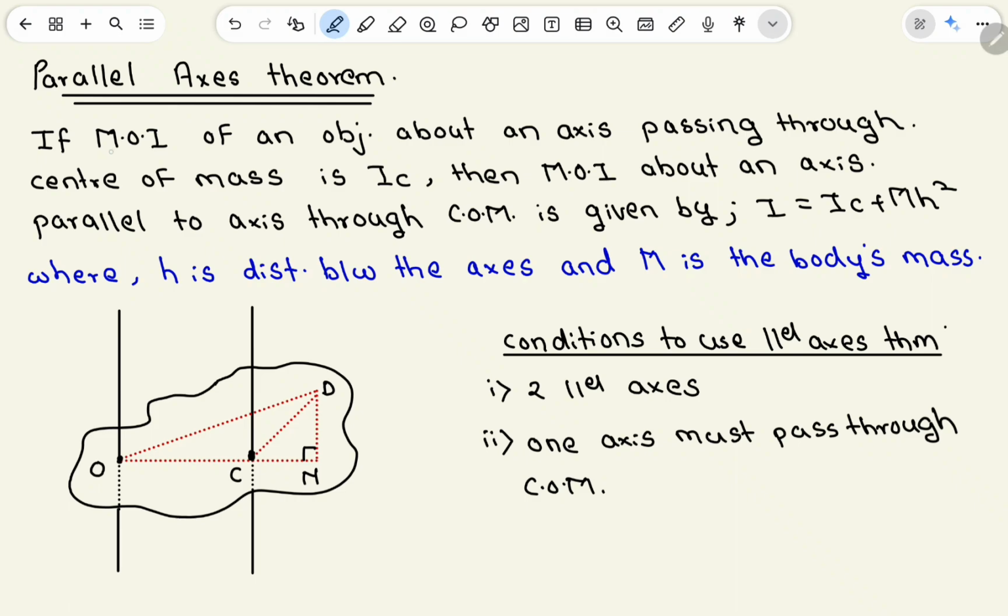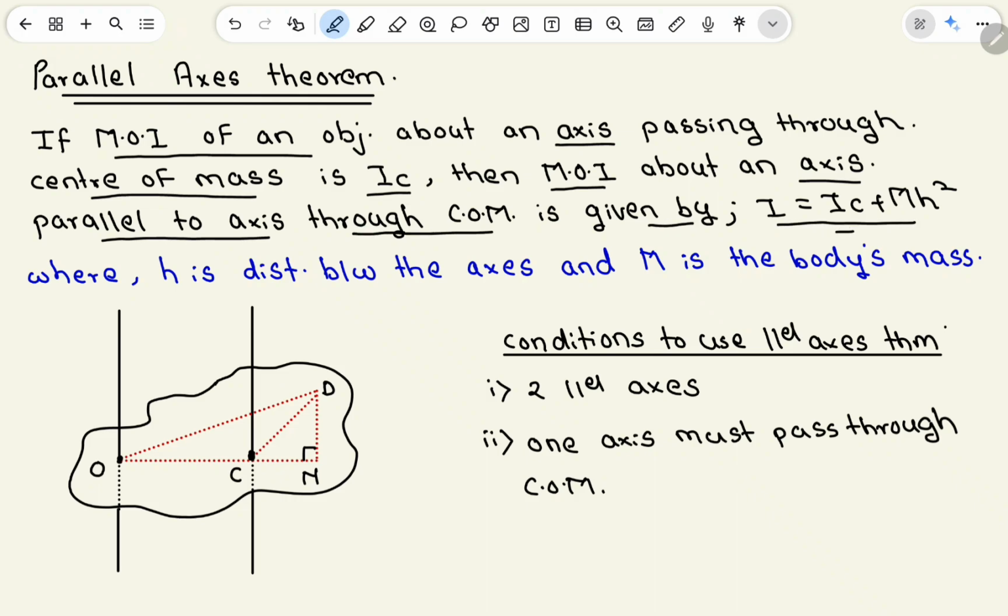I'll read it out. If the moment of inertia of an object about an axis passing through center of mass is given as IC, then moment of inertia about an axis parallel to the axis through center of mass is given by I is equal to IC plus MH square. H is nothing but the distance between the two axes, and M is the mass of the body. So this is what the parallel axis theorem states: I is equal to IC plus MH square.